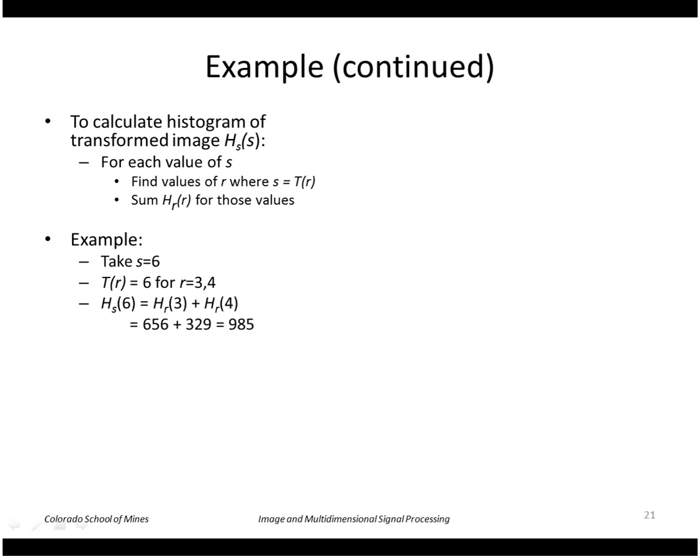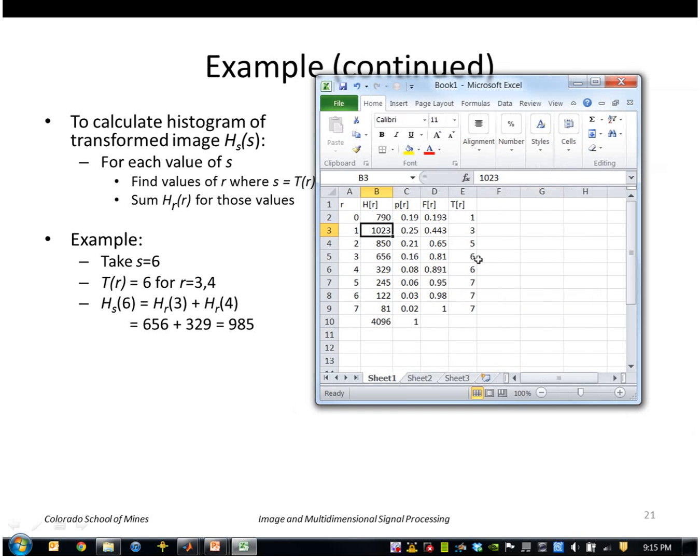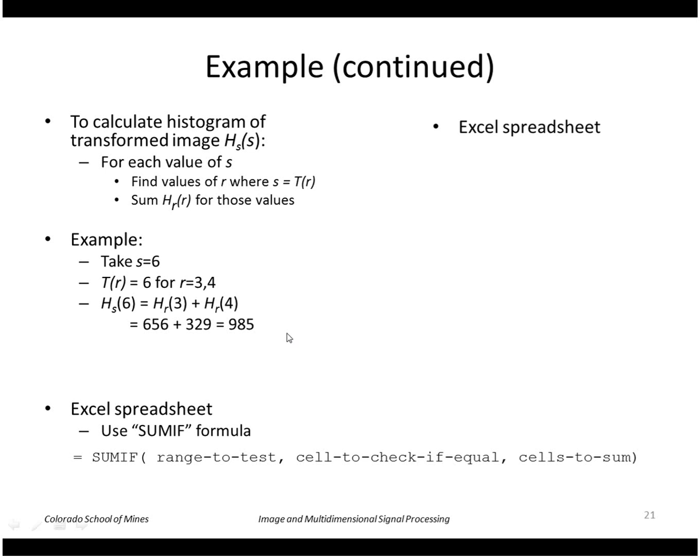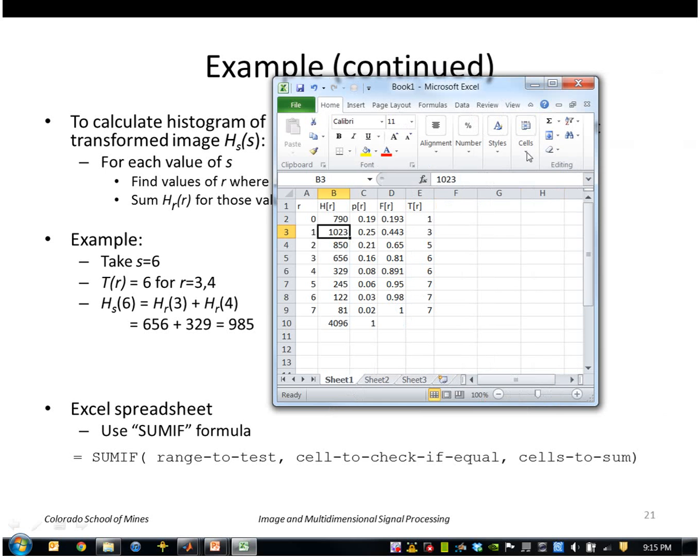Another example might be 6. If I look at the values of 6 in the output image, those came from a 3 and a 4 from the input. Both of these contributed, which means I have a total of 656 plus 329, which is 985. We can actually use Excel to do this too. There's a function called SUMIF. So let me create my output table. And this is going to be my histogram here.